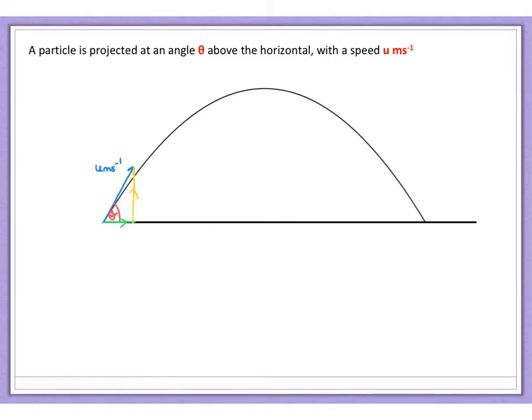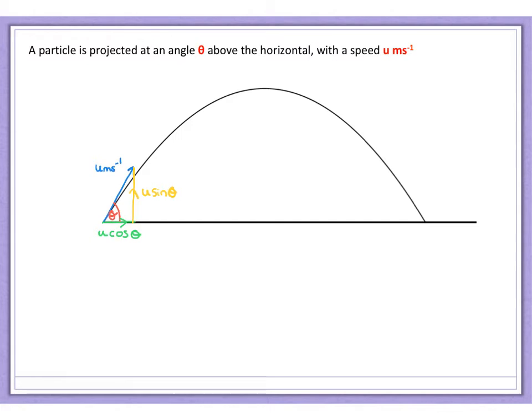Now, think about when you resolved forces. You can resolve a velocity in the same way using the ideas of vectors. So the horizontal component here, the green component, is the initial horizontal speed, which is u cos theta. And this vertical component here in yellow is the initial vertical velocity, which is u sine theta. So we now have this information.